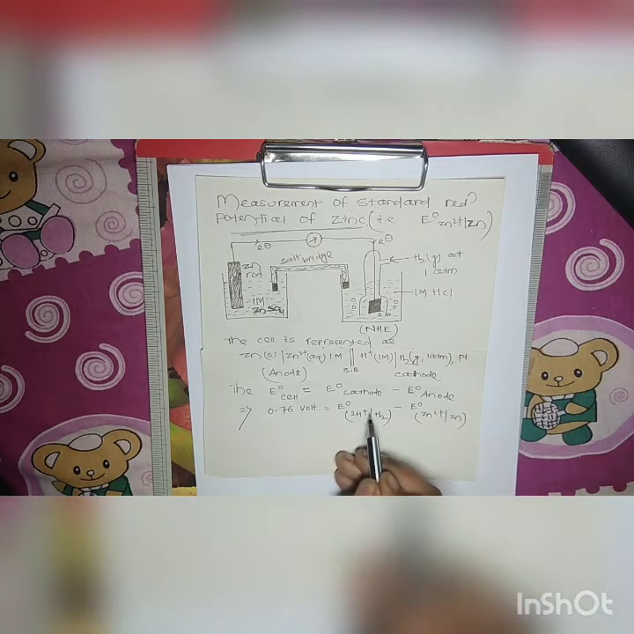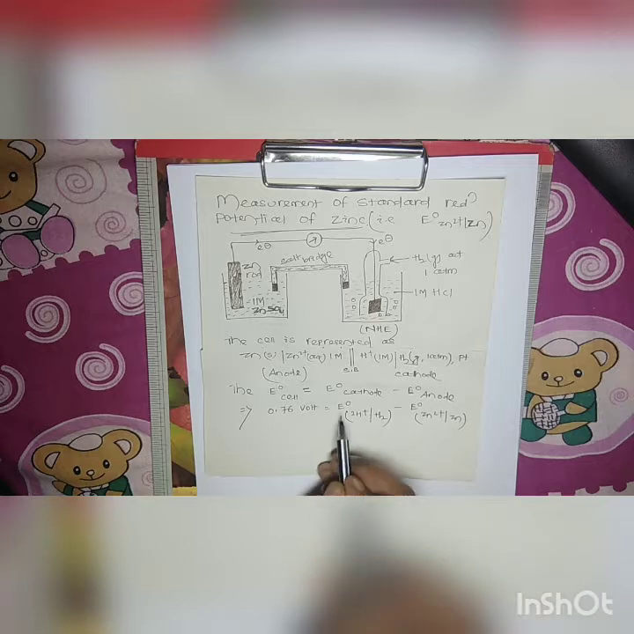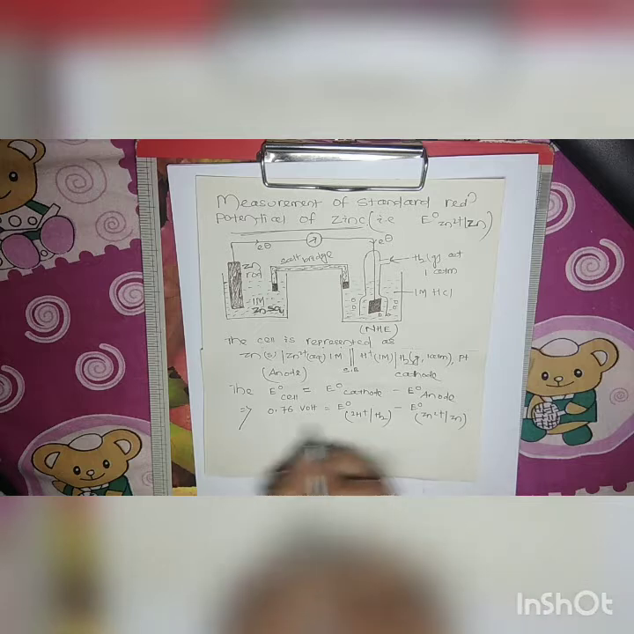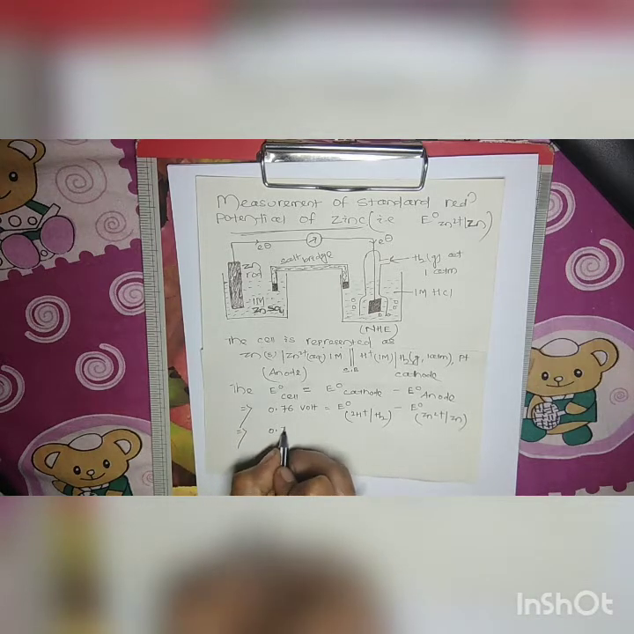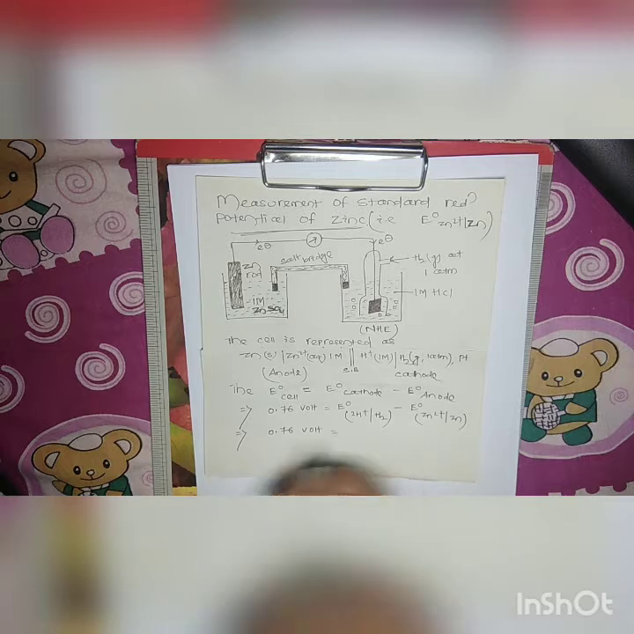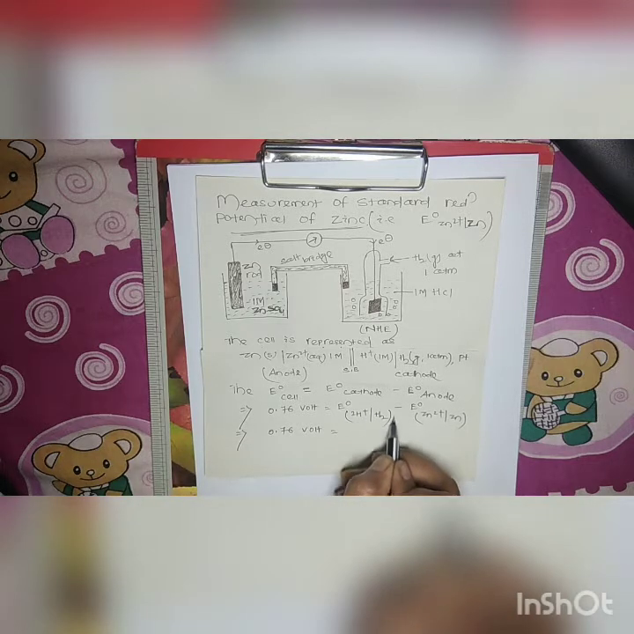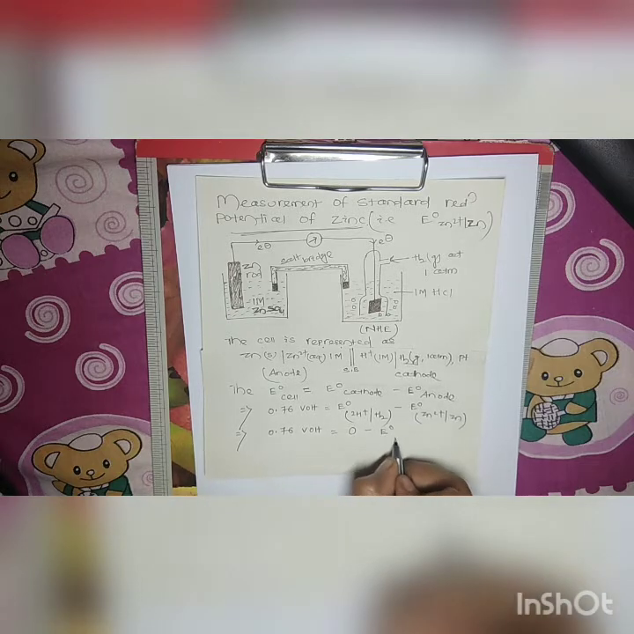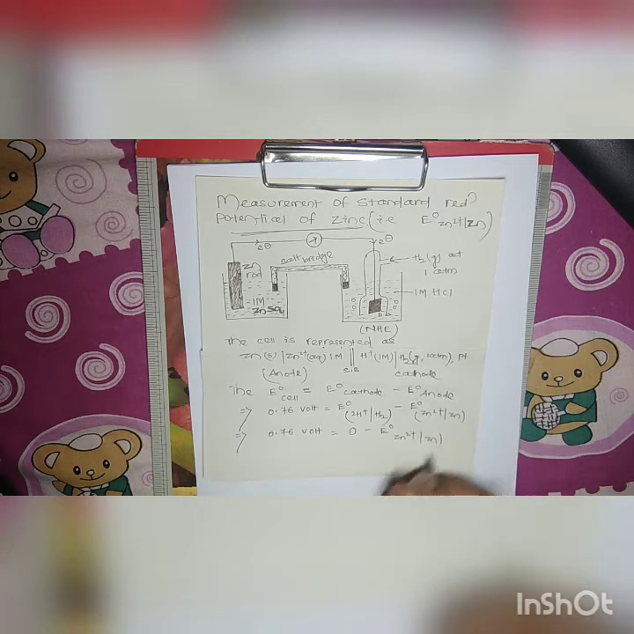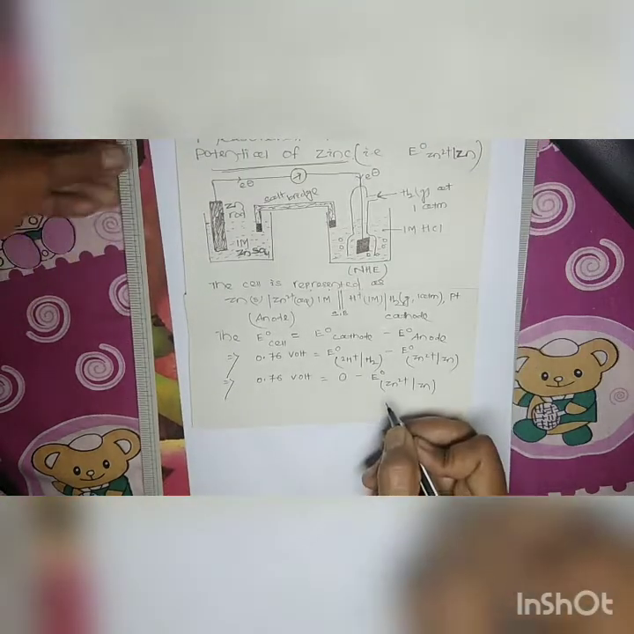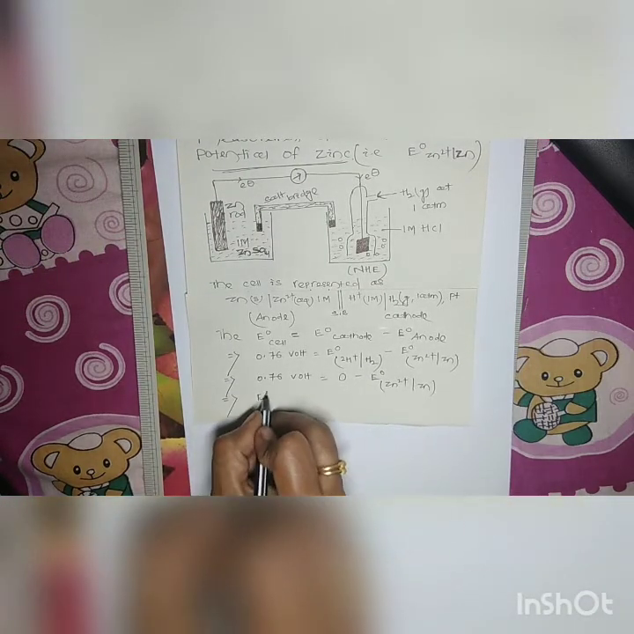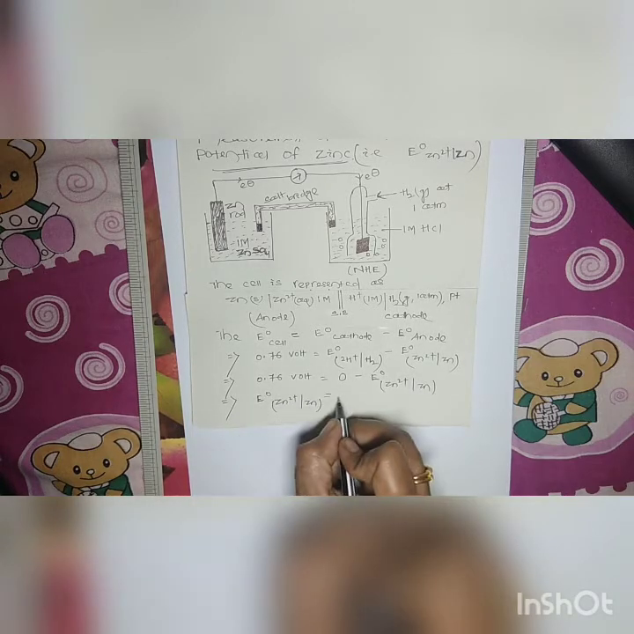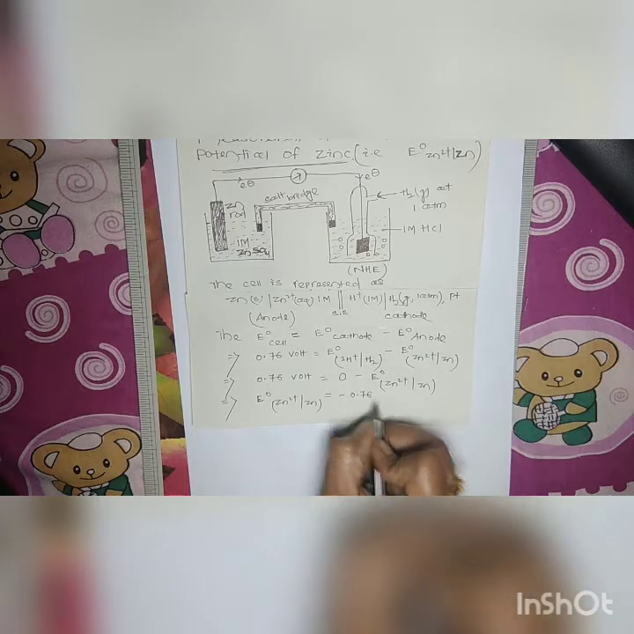This presentation is highly essential. Students, just observe, this presentation is highly essential: how to represent the cathode and anodic part. This implies 0.76 volt equals, we know that the potential of the standard hydrogen electrode is 0, minus E naught Zn2+/Zn. I hope you are getting this. This implies E naught Zn2+/Zn is found to be minus 0.76 volt.